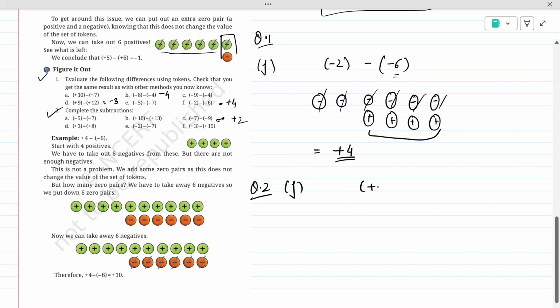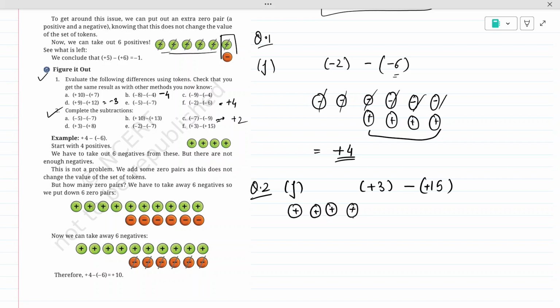We have plus 3 and minus 15 from this, plus 15. Okay, so we have plus 3 only. And what do we want here? We want to subtract 15 positive coins, which we don't have. So that means how many pairs we'll have to add? We will have to add 12 pairs here, kids.